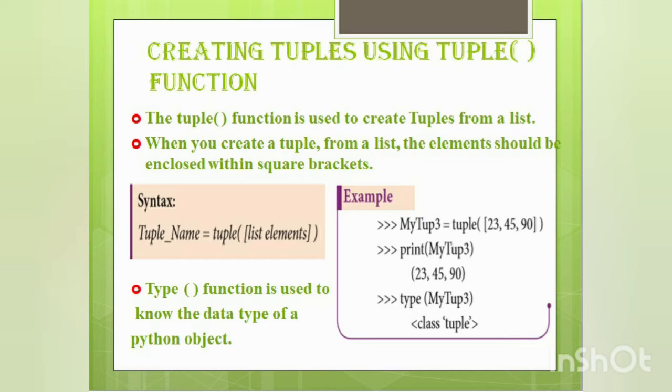Now we'll see how to create tuples using the tuple function. The tuple function is used to create tuples from a list. If you have a list, meaning the elements are specified within square brackets, and you want to convert those list elements into a tuple, you can use this tuple function. When you create a tuple from a list, the list elements should be enclosed within the square brackets.